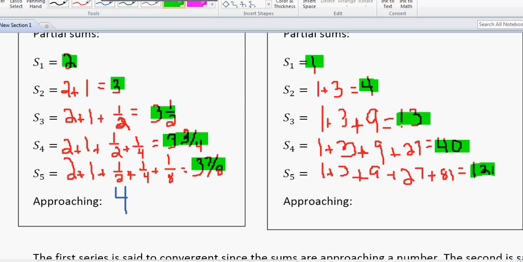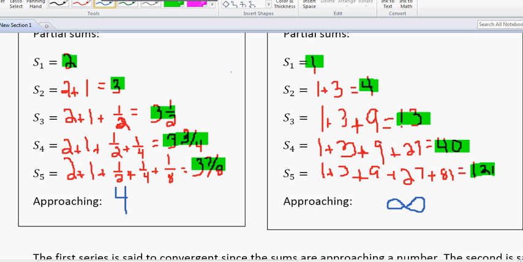Okay, the next time I'd be adding 243. And the next time I'd be adding an even bigger number and an even bigger number and an even bigger number. So what these numbers are actually approaching is something that we already know about. It's called infinity. These numbers are approaching infinity.